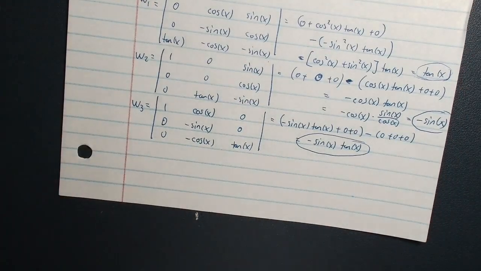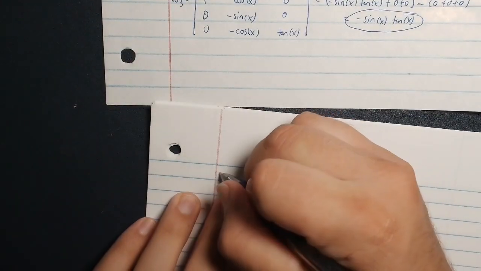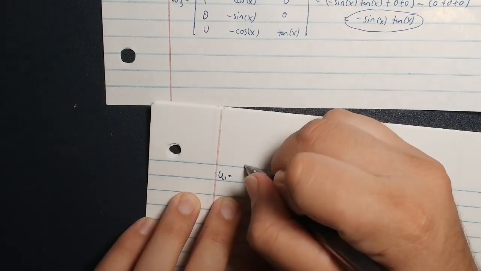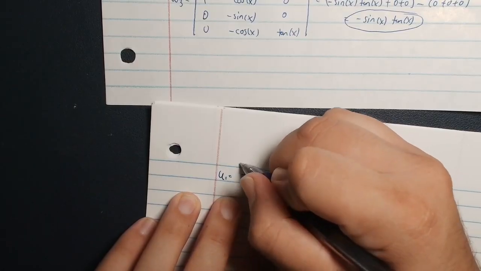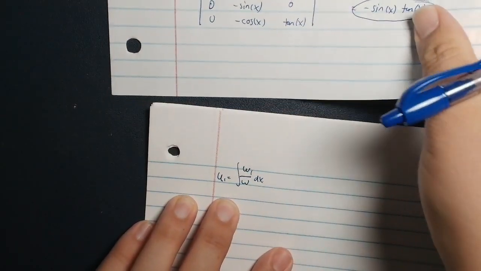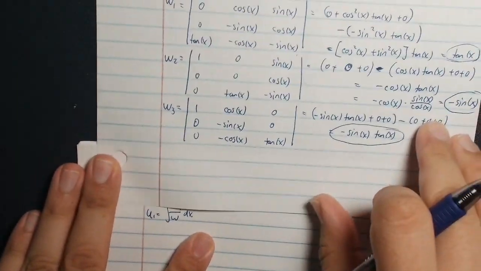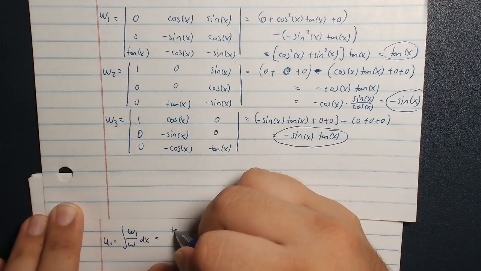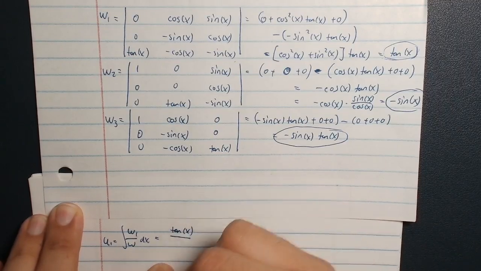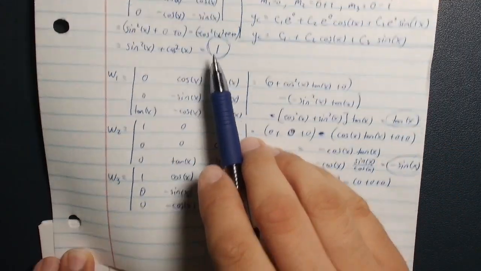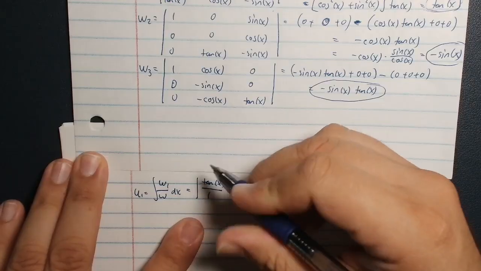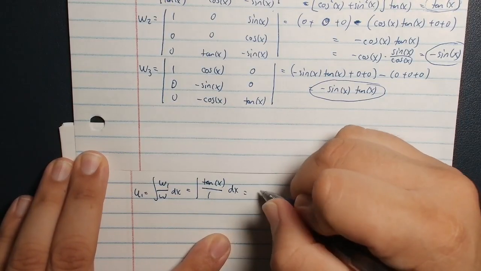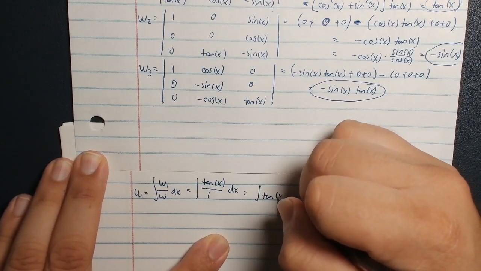Good times. So now we're going to find our U1, which we take W1, divide by W, and integrate with respect to x. Let's see, our W1 was tangent of x. Over, our Wronskian was just the number 1. So tangent of x over 1 gets integrated with respect to x. So that's just the integral of tangent of x.